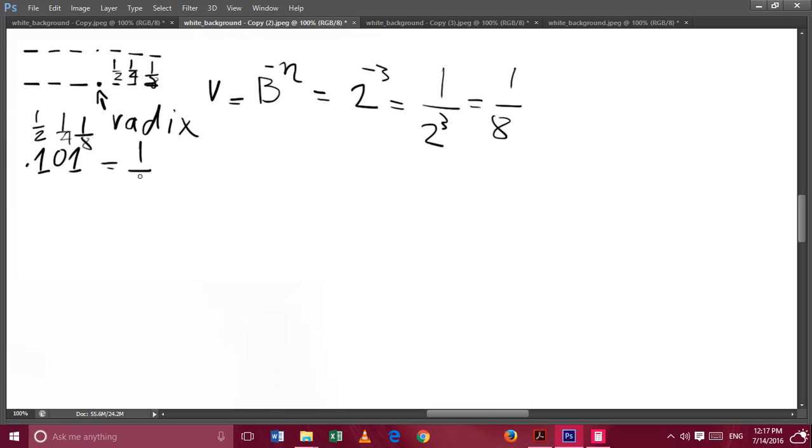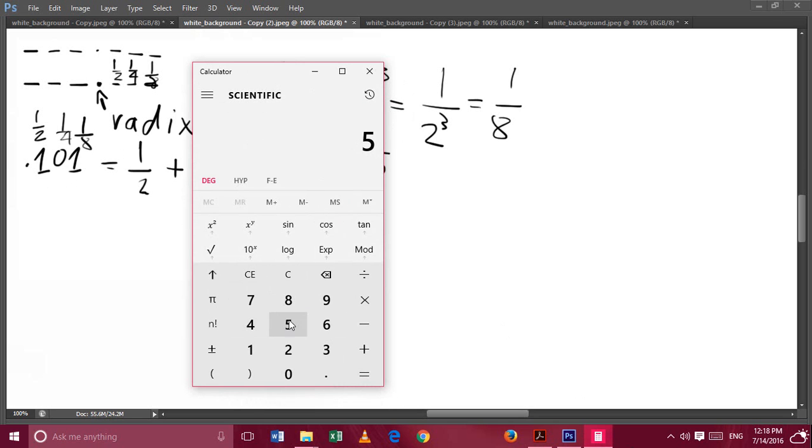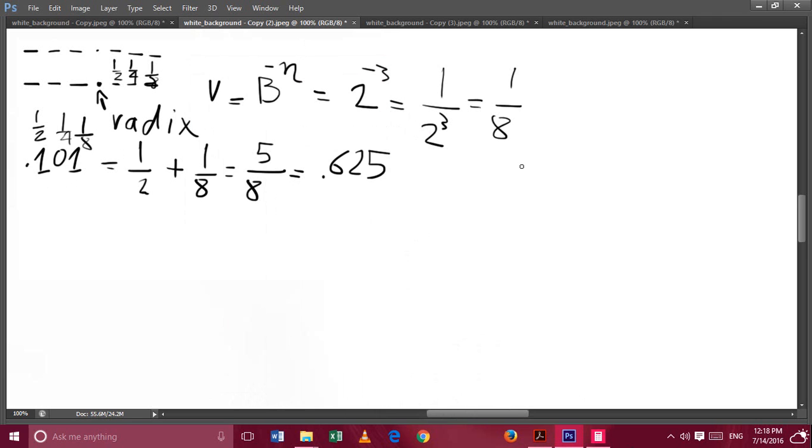So this equals 1/2 plus 1/8. And that would be equal to 5/8, because this is 4/8. If you use a calculator, this is going to come up to 0.625. So this is how you represent 0.625 in binary. Very quickly, let's verify that. Let's say 5/8, 0.625. Alrighty.